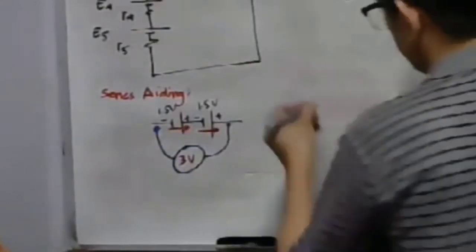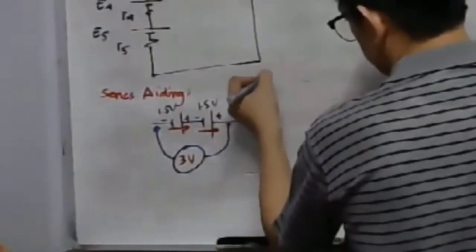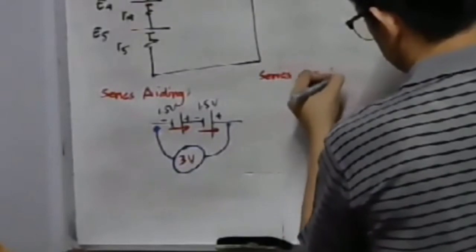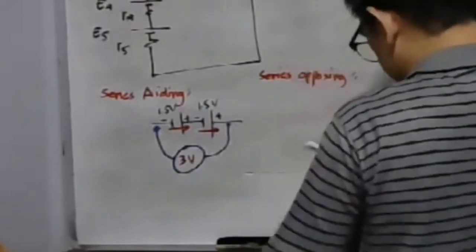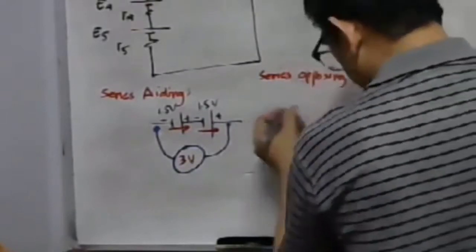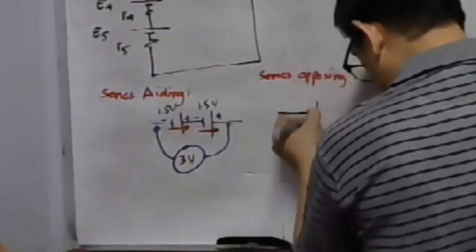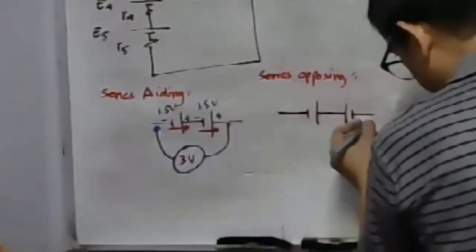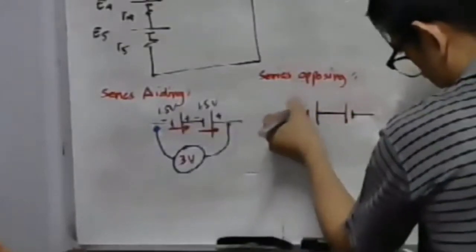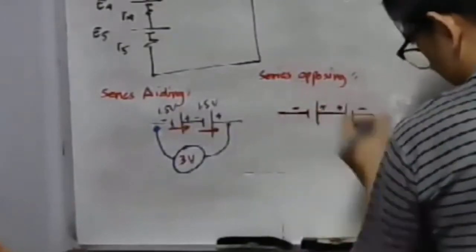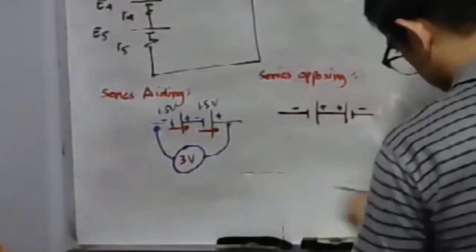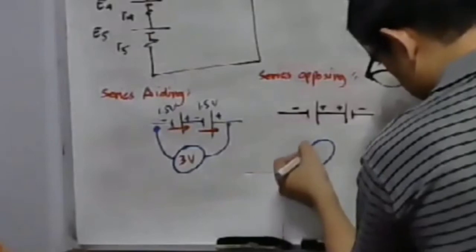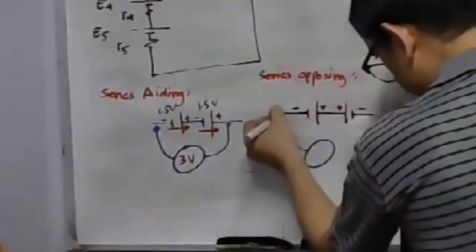Then the second is what we call the series opposing. What do we mean by series opposing? Let's say we have a cell here, negative, positive, positive, negative. So we reverse the second battery. Negative, positive, positive, negative. What will be the reading of the voltmeter here?